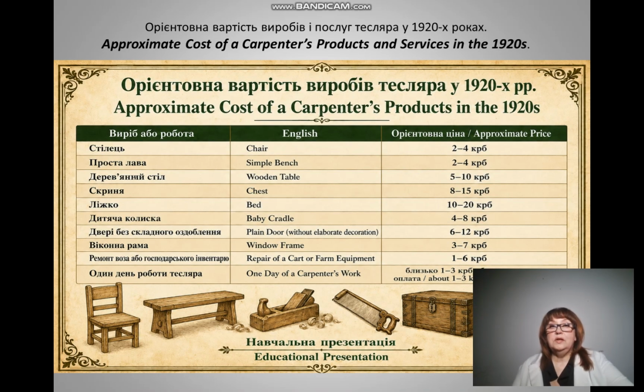Approximate cost of a carpenter's product and service in the 1920s: chair, simple bench, wooden table, chest, bed, baby cradle, plain door, window frame, repair of a cart or farm equipment, 1 day of a carpenter's work. Reference.